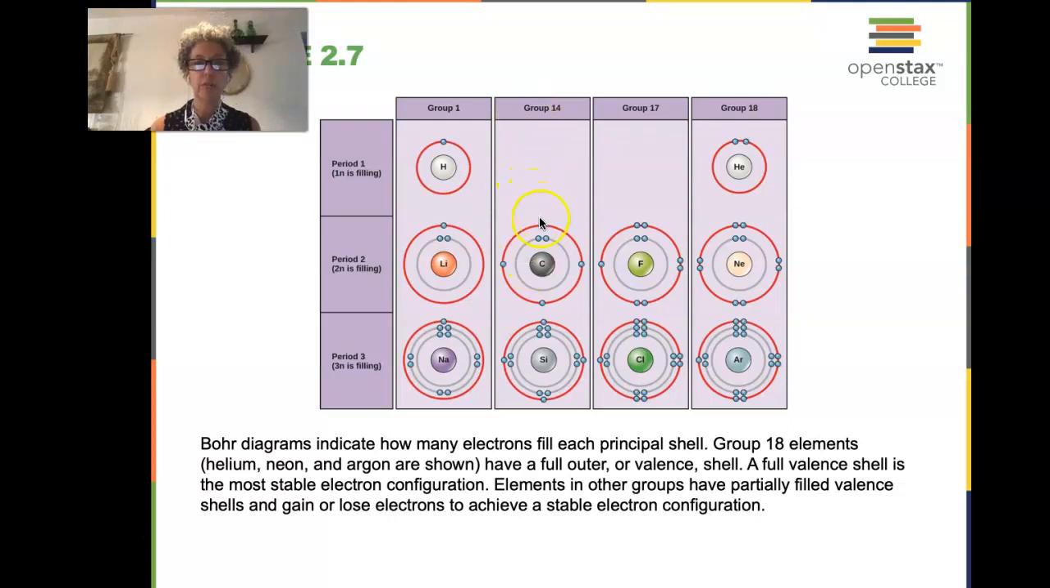In group 14 we've got 4 valence electrons for both carbon in period 2 and silicon in period 3. That means it can bind to 4 things to fill up its shell, and that's why in science fiction you often see them hypothesizing about silicon-based life forms, because its valence shell is the same as carbon, but because it has an additional orbit, it's larger and it is less stable.